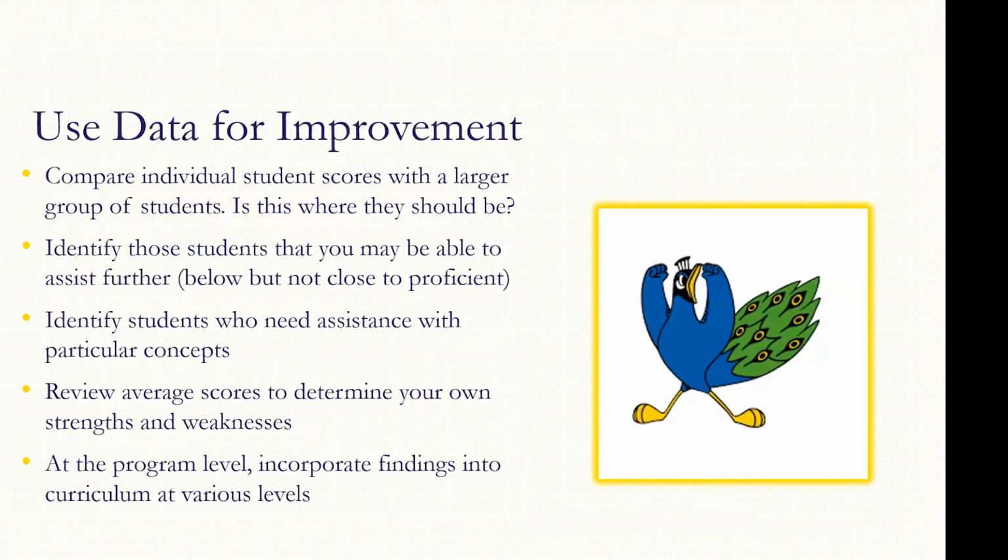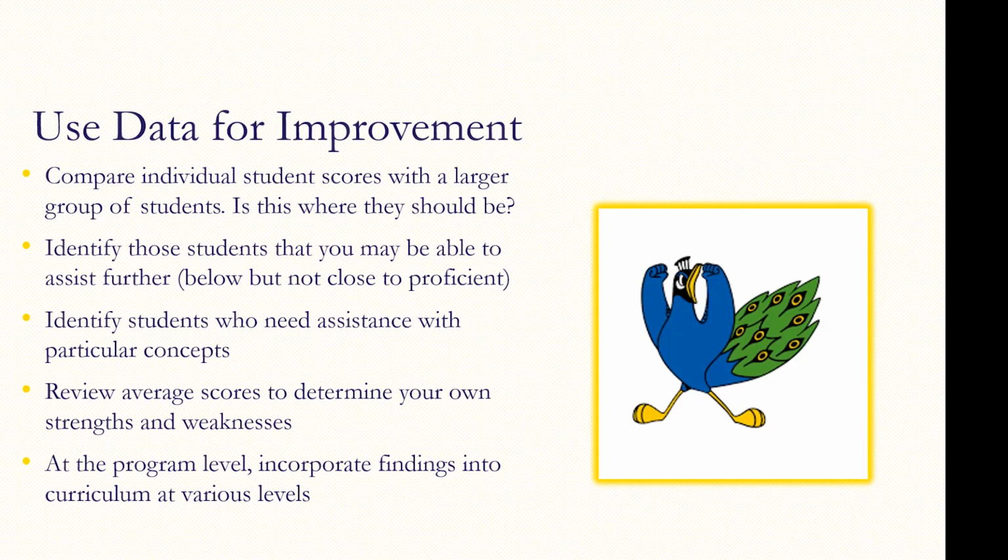Once you do that, then it's time to incorporate that data and make adjustments, right? So you can compare individual student scores with a larger group of students. So what's your benchmark for incoming freshmen? Where do you want them to be? Where's the starting point at? By looking at data, you can identify students that you can assist further. Identify students who need help with particular concepts. Maybe all of your students are doing well, but you've identified a small group of students that really need more assistance with perspective or some other aspect of your course. Reach out to them for extra help.